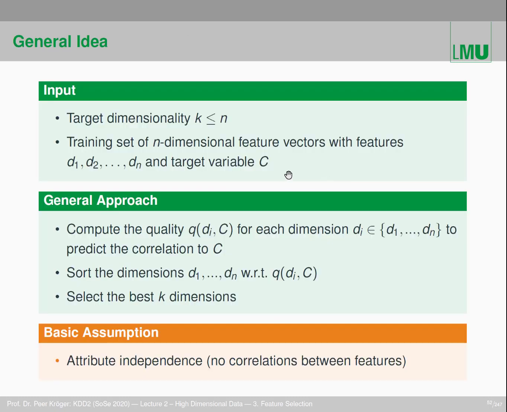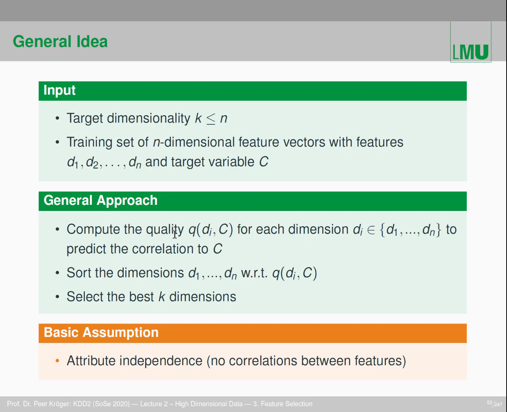So forward selection, the general idea is you have as input a target dimensionality, which should be smaller, of course, than the original dimensionality. And since we are in the supervised scenario, you have a training set of n-dimensional feature vectors, and labels to all those training vectors. So the target variable is termed C here. And the basic approach is you compute some quality measure, termed Q here, for each dimension.